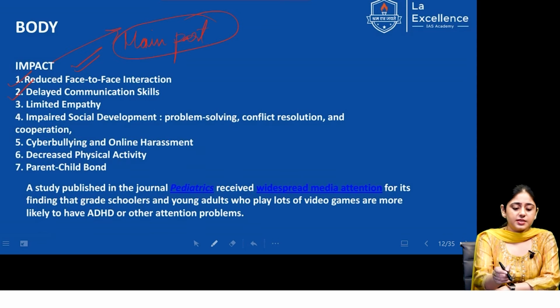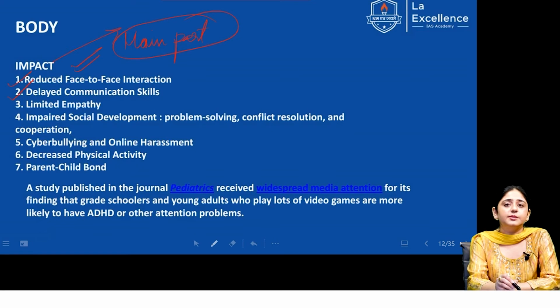So because of this, there is delayed communication skills being seen in the children today. Children previously used to start talking around 2 years or even 1.5 years, usually babbling only, but still they started picking up the language, trying to convey their things. But that delayed communication skill right now is being witnessed in the children.